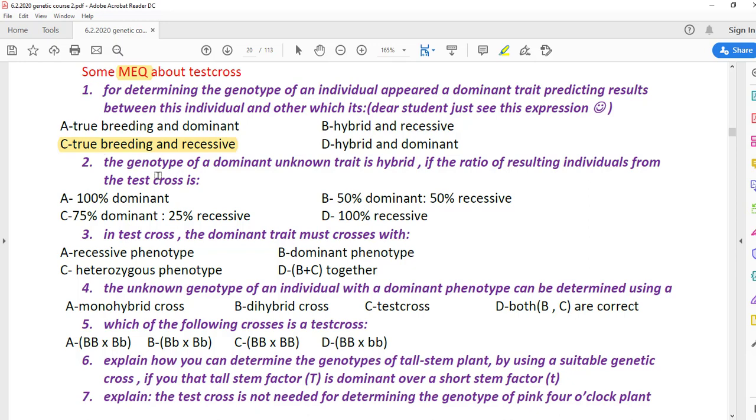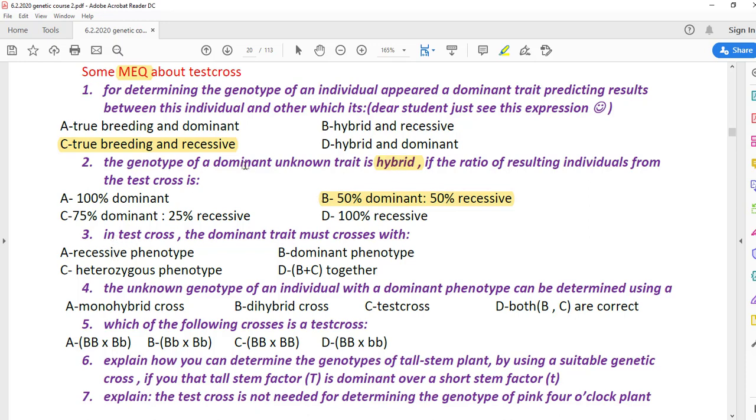For example, the genotype of the unknown dominant trait is hybrid. The genotype of the unknown dominant is hybrid. When hybrid, the result is 50 to 50.